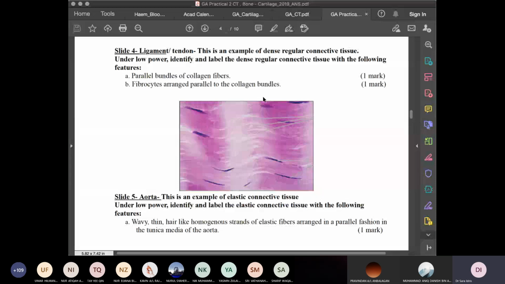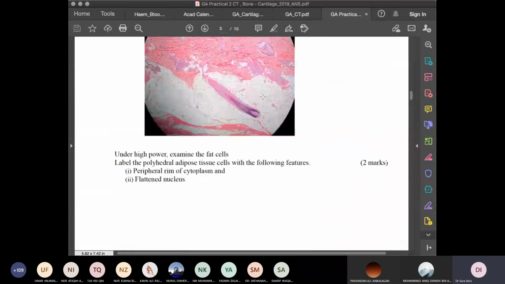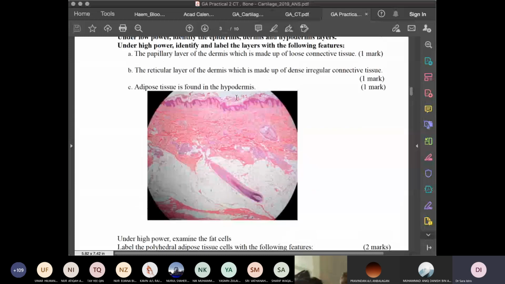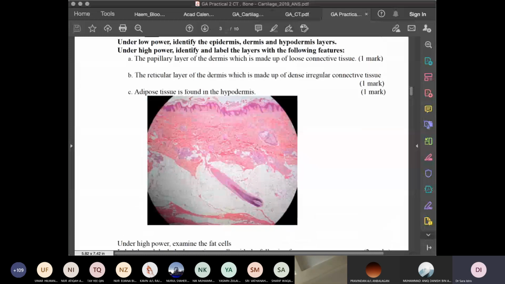But if you have something like dense irregular, you find it underneath your skin, in the papillary layer of your skin. Your skin has to resist force from all kinds of directions. Shear force from the top, from the side, from almost 360 degrees. So that's why it's arranged in a dense irregular fashion: dense because you always have to have the fibers to be able to resist the force, but irregular because it has to resist the force from all kinds of direction. That's the reticular layer of the dermis. If you push your skin, you can push from all kinds of direction.